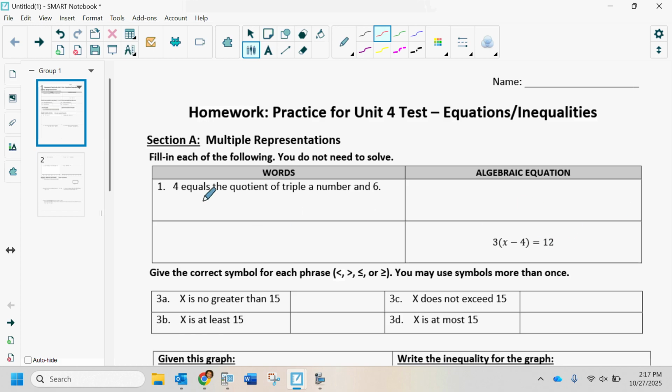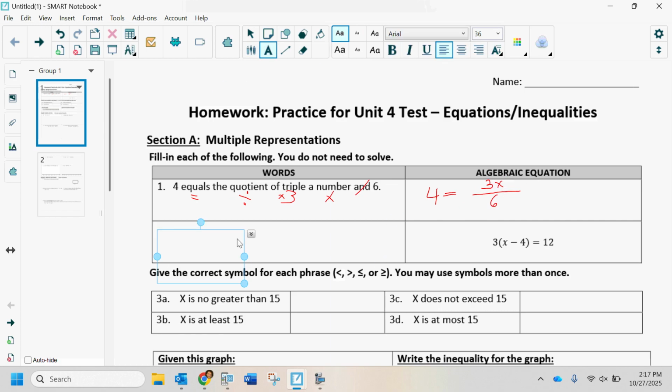So remember, above or below the words, we want to write what those words mean, right? So it says 4 equals the quotient, that means divide. Triple means times 3. A number is just x, and "and" tells us where that divide sign is going. So 4 equals the quotient. Let's draw a fraction bar of triple a number and 6.